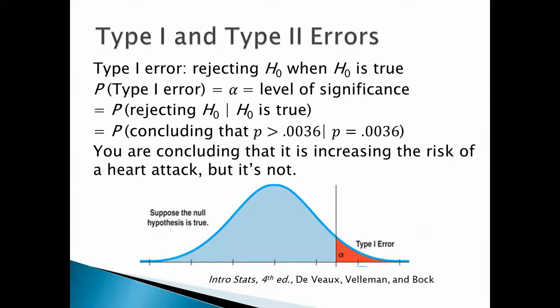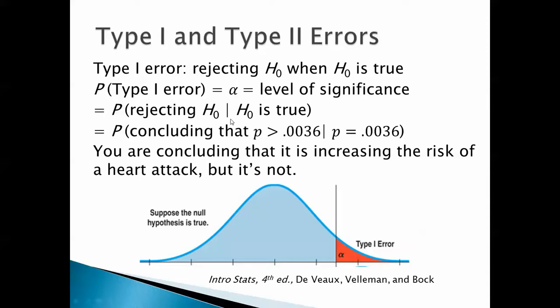Now, a type 1 error is rejecting H0 when H0 is true. That's the probability of a type 1 error. It's alpha, the level of significance. The Greek letter alpha is used to represent that. In the context of the problem, you're rejecting H0. You're concluding that P is greater than 0.0036 when H0 is true, when P really is 0.0036. In other words, you're concluding that Avandia is increasing the risk of a heart attack, but it's not. The reason you don't want to make an error like that is because the FDA might yank Avandia from the market, even though it's not causing any problems at all.